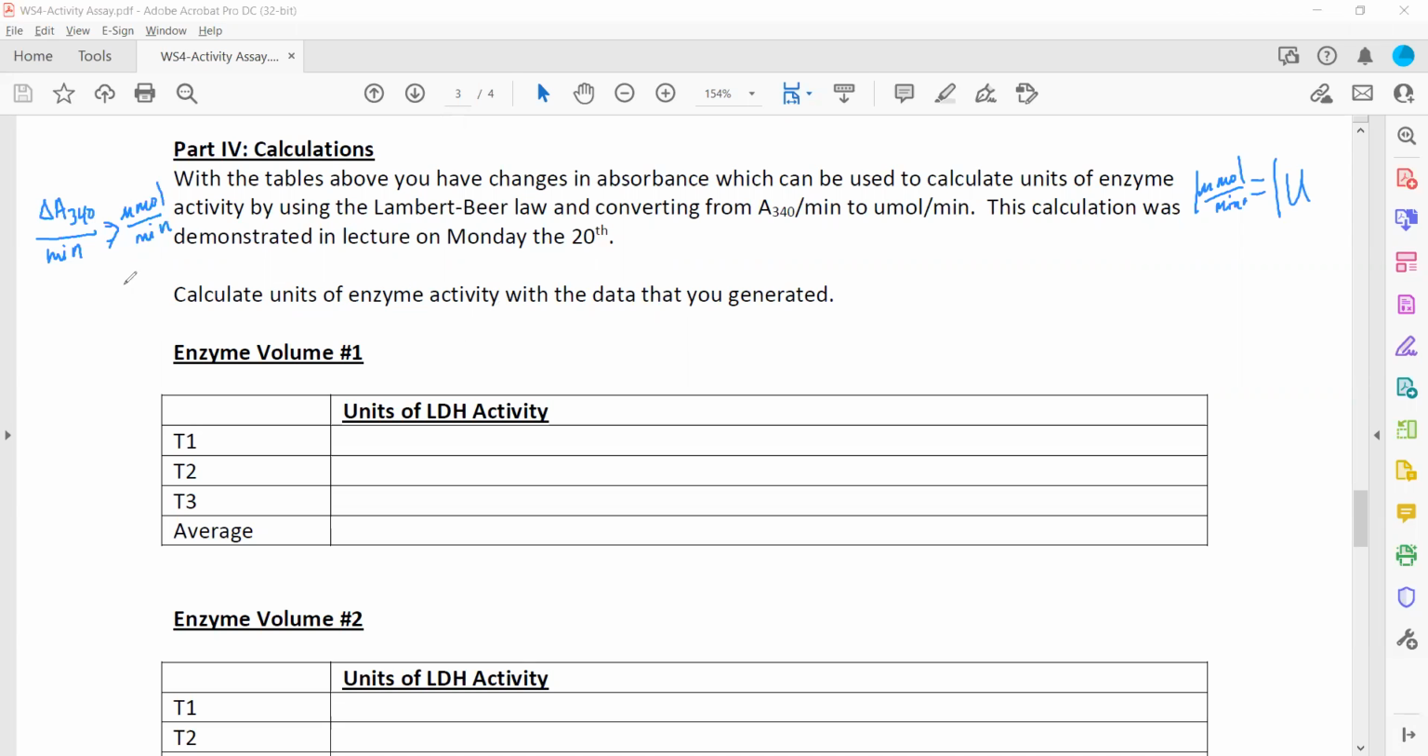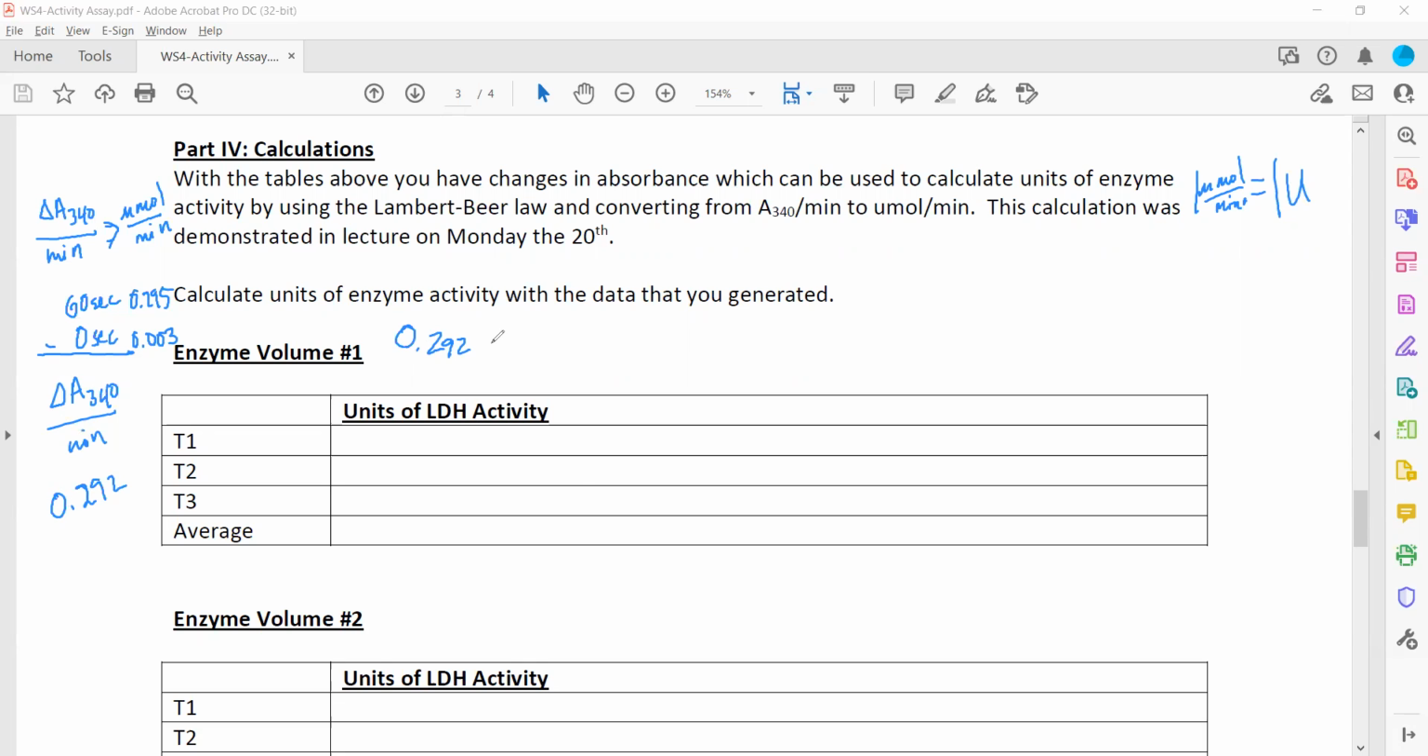The way that we're going to approach this is we're going to take our 60-second time point and subtract that from our initial absorbance reading, the 0-second time point. So let's say hypothetically that we have an A340 at 60 seconds of 0.295. And then at 0 seconds, it measured 0.003. What that means is that we have a delta A340 per minute of 0.292. Okay, so 0.292. That's per 1 minute.